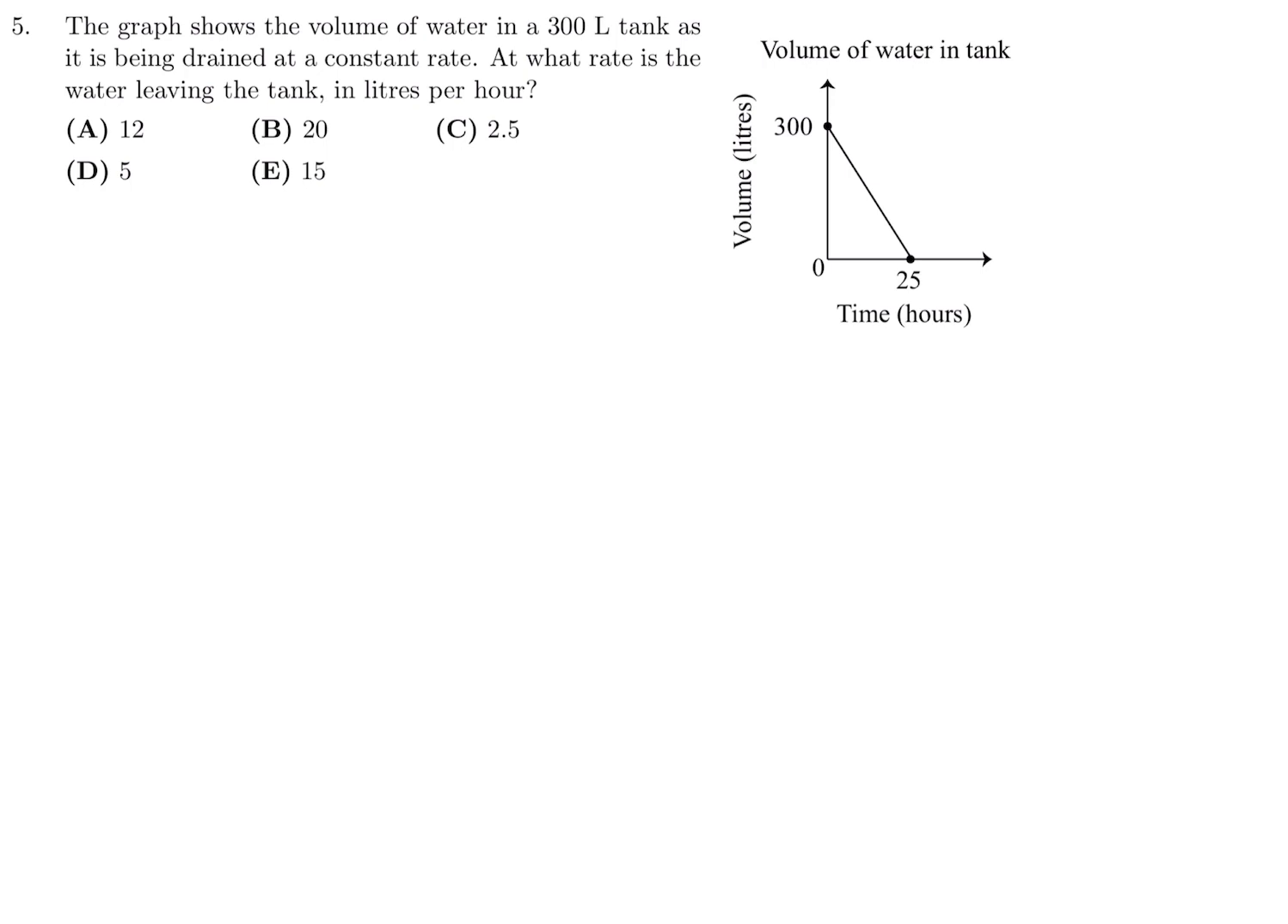The graph shows the volume of water in a 30-liter tank as it is being drained at a constant rate. At what rate is the water leaving the tank in liters per hour? Well, in liters per hour, it would be 300 over 25, and that is just 12. So number 5, the answer is A.